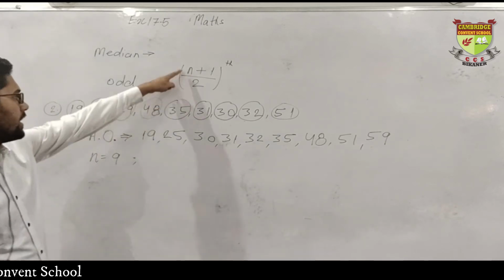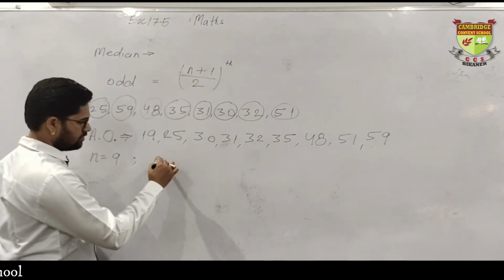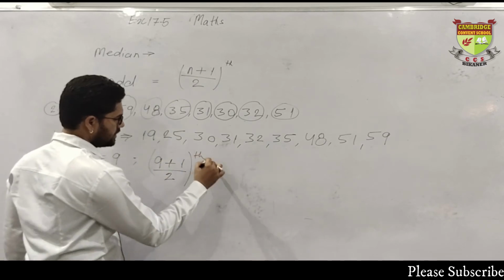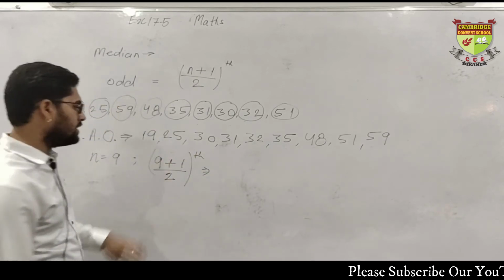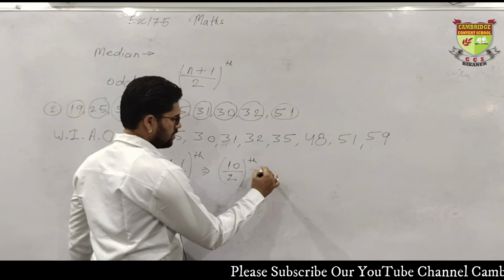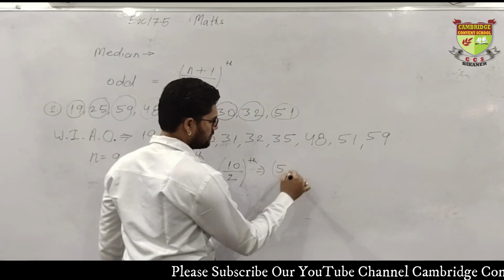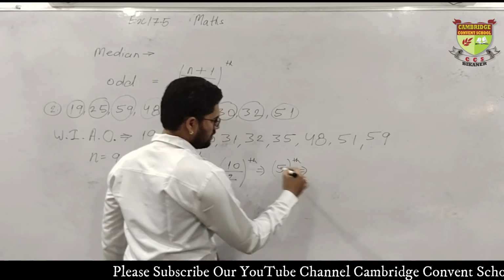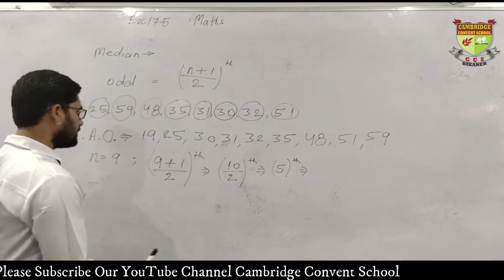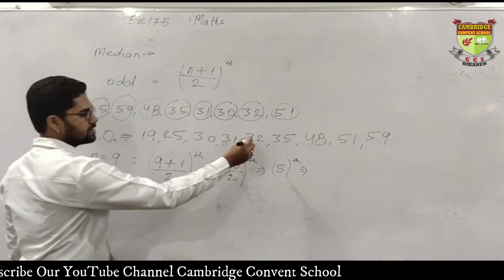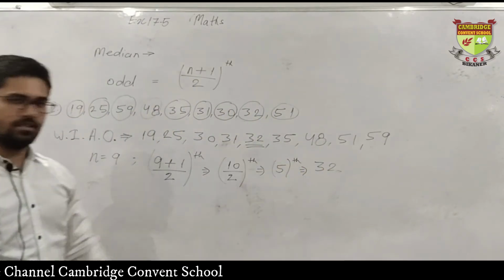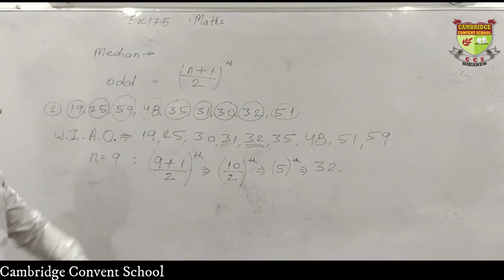Apply the formula. (N plus 1) upon 2 th. N is 9. 9 plus 1, 10, upon 2 th. What is 10 upon 2? 5th. Fifth, 5 is not the answer. It says the fifth number. Count the fifth number: 1, 2, 3, 4, 5. This is 32. The fifth number is 32. 32 is the answer. Clear? So the median of this question will be 32.